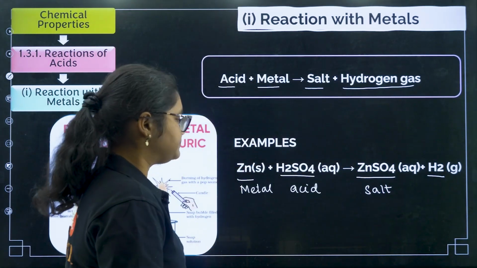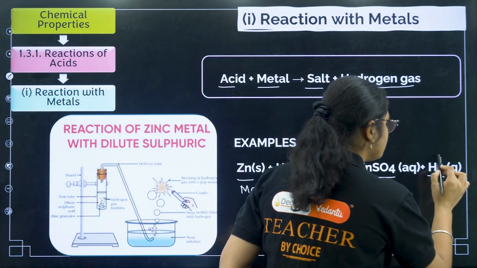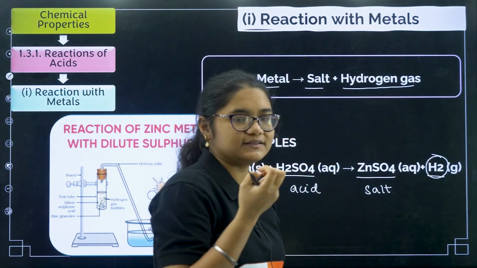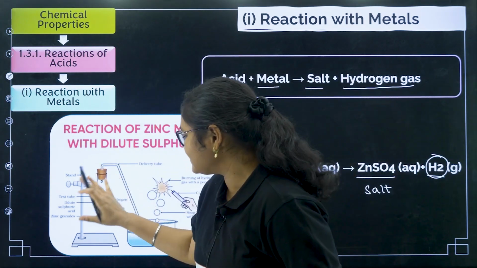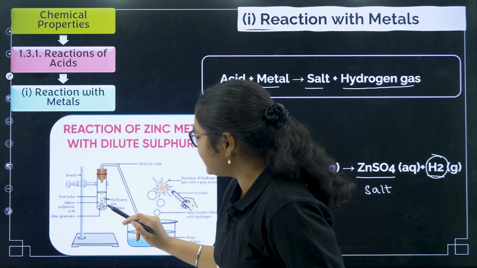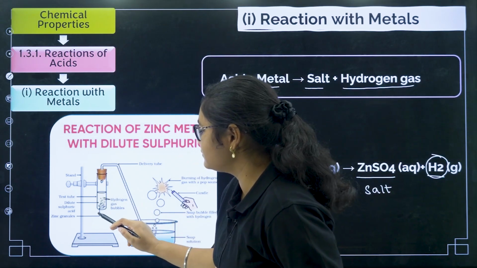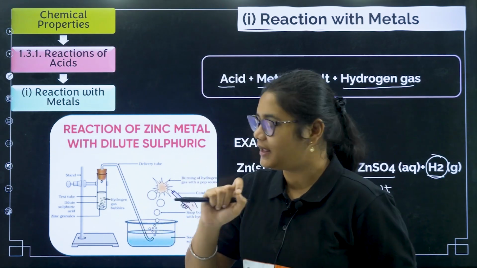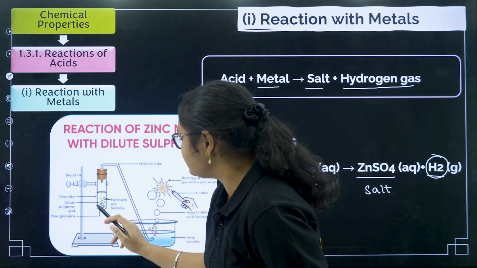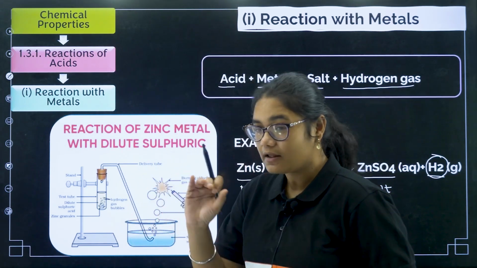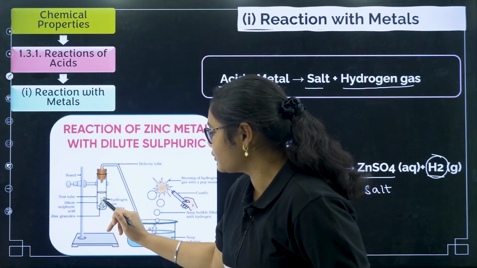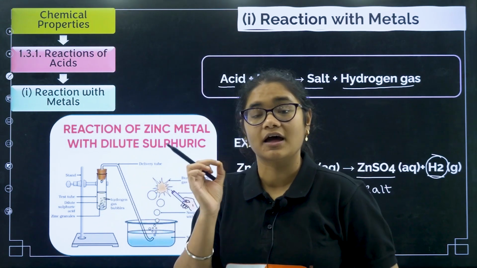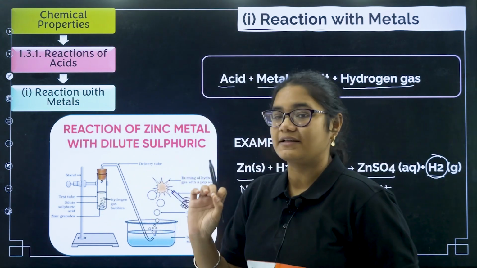Now there is a way to detect this hydrogen gas. You can see bubbles coming out, you can easily see. In this picture, in the test tube there are some zinc granules, and then we added some sulfuric acid to this. When these two are added, you can see bubbles of gas are produced. These bubbles are nothing but hydrogen gas bubbles.